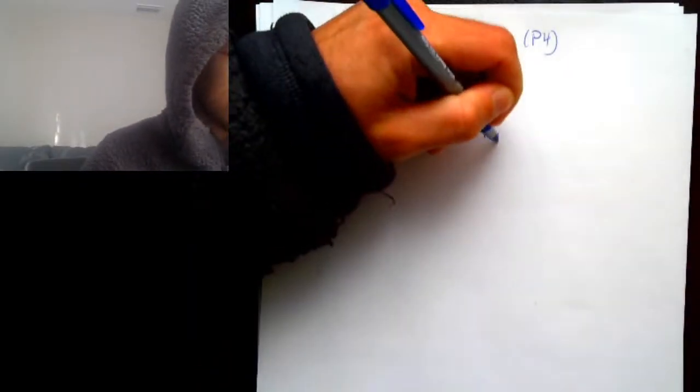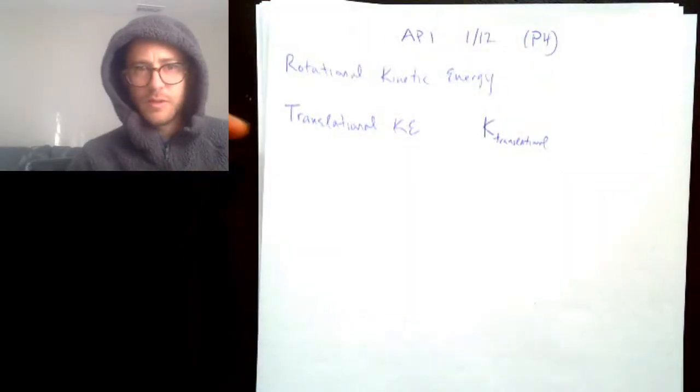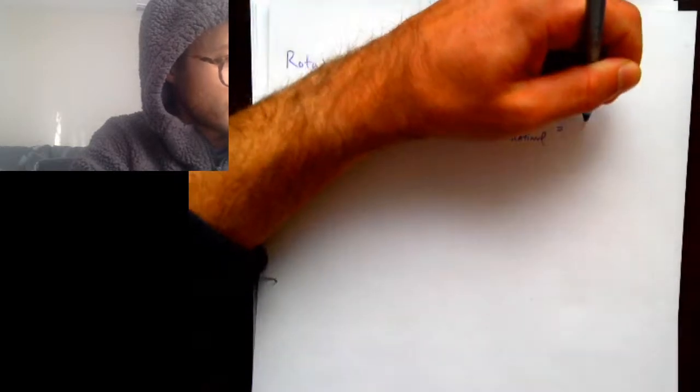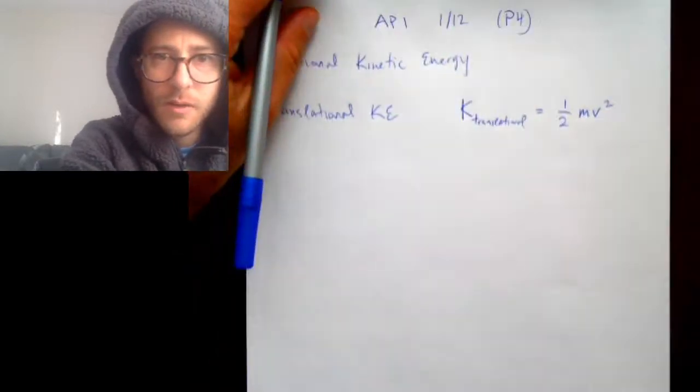So the formula for translational kinetic energy is the exact same one that we've been using for this entire school year so far, which is 1/2 mv squared. All right.